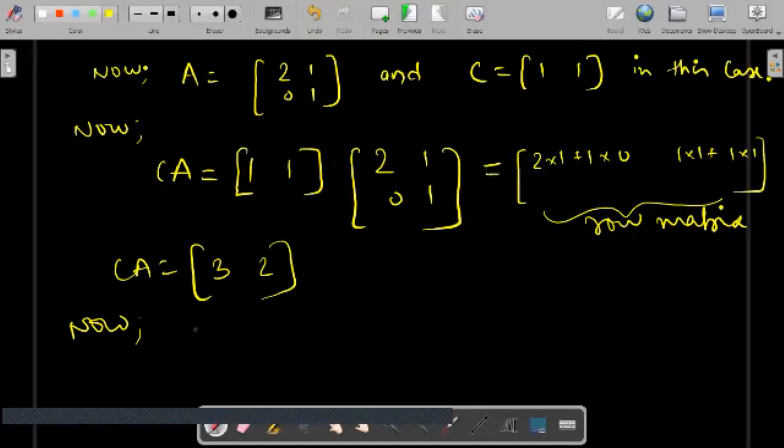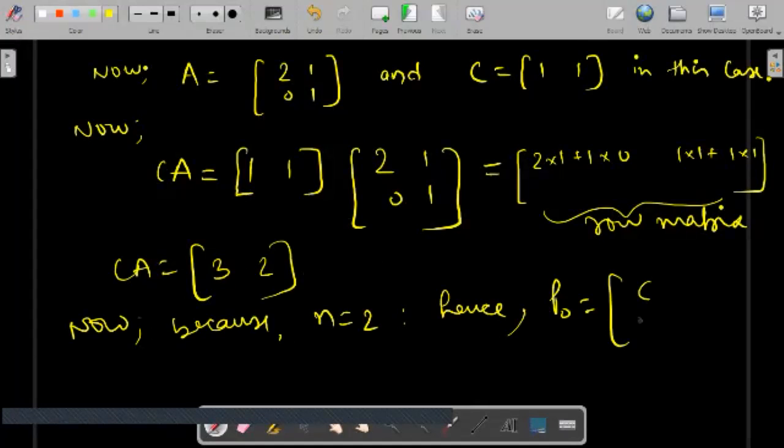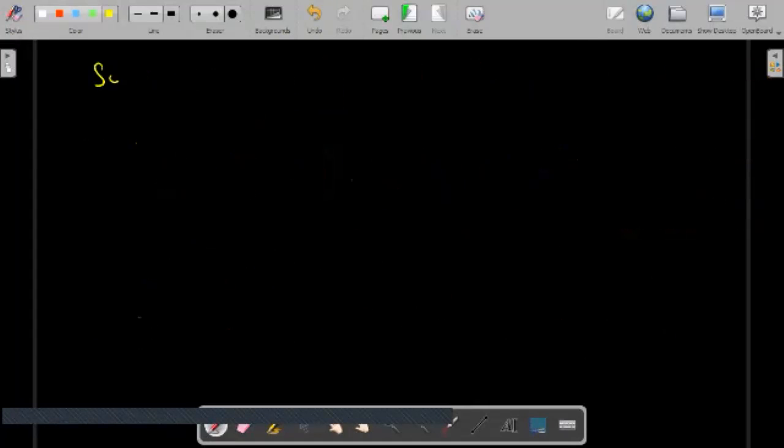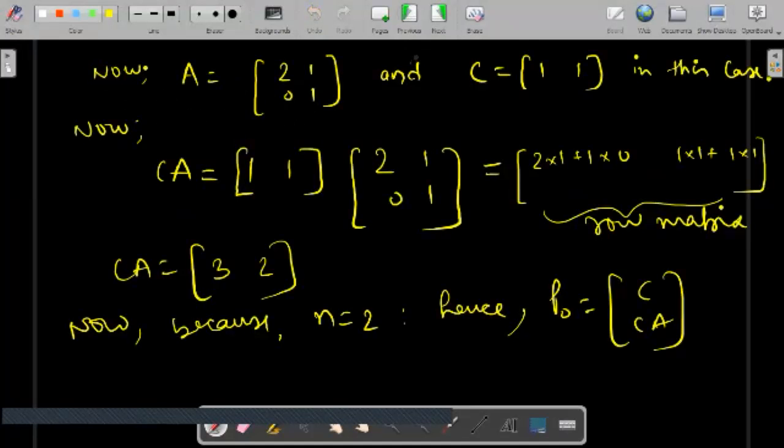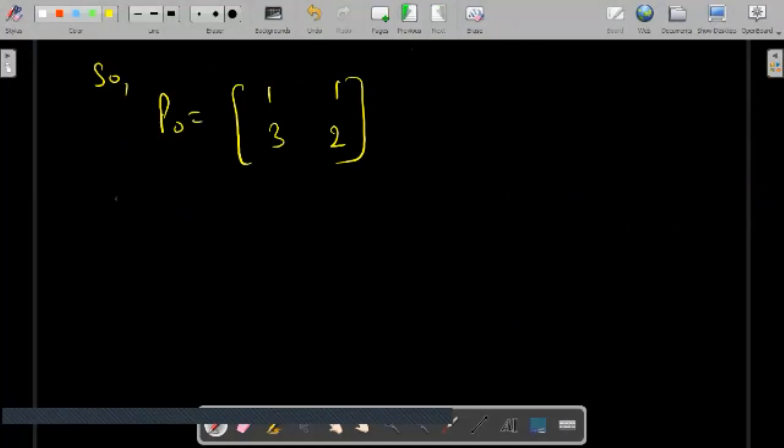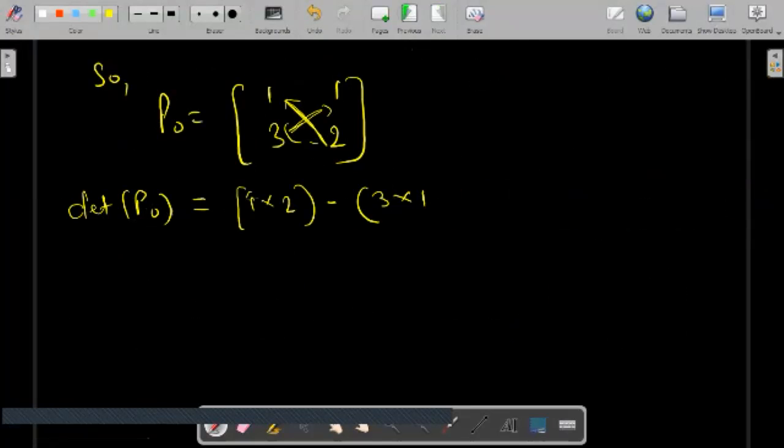Now, because n is equal to 2, hence P naught is given by C and CA, right? So P naught is equal to [1 1; 3 2]. Okay, so let us find out the determinant of P naught. So the determinant of P naught is equal to 1 into 2, then minus 3 into 1. So this is equal to 2 minus 3, which is equal to minus 1, which is not equal to 0.